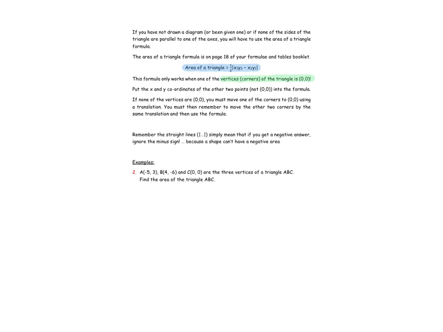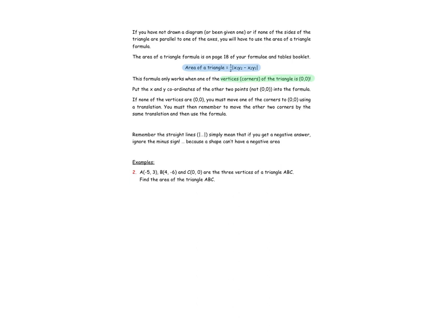So example 2 here says A is (-5, 3), B is (4, -6), and C is (0, 0). And they're the 3 vertices of a triangle ABC. It says find the area of the triangle. So we haven't been given the triangle, so it's not drawn for us, and we don't know if the sides are parallel to an axis.